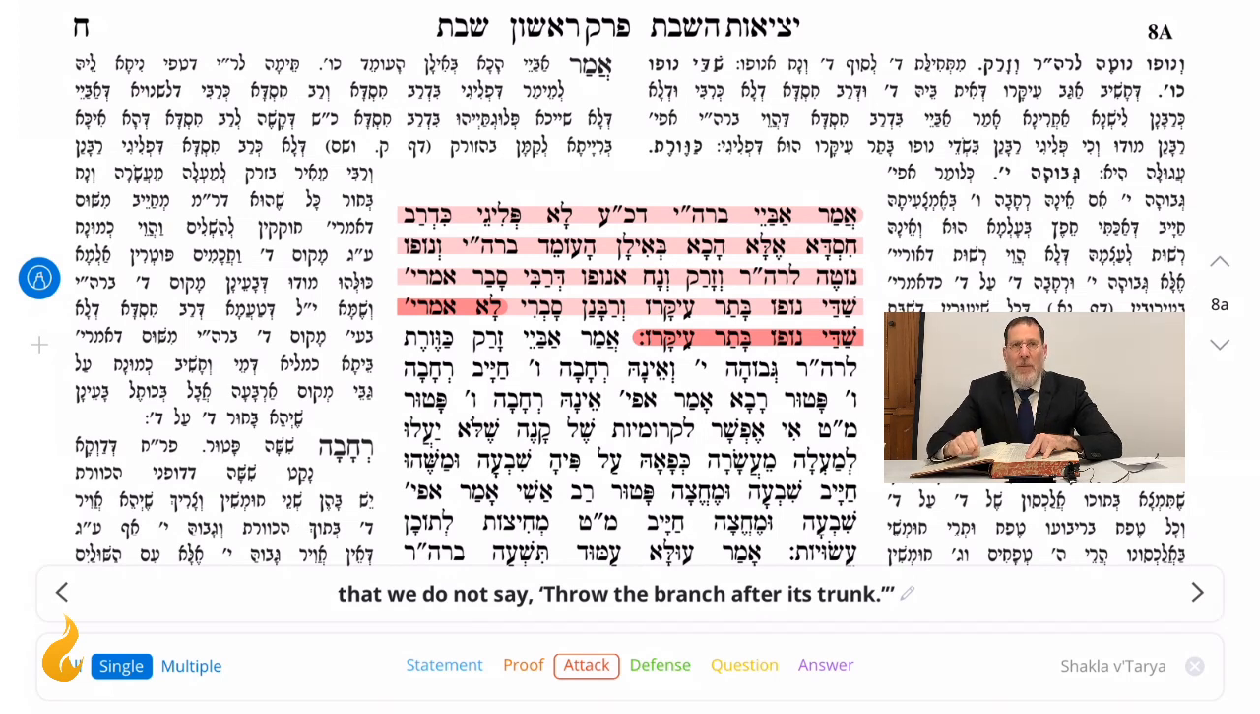When you have a wicker basket, as we'll see, some of the leaves, even little slivers, protrude up. It's not a perfect rounded metal keli. That detail will be very important. But let's first begin with the concept. You have a basket, and you threw the basket l'reshus harabim.